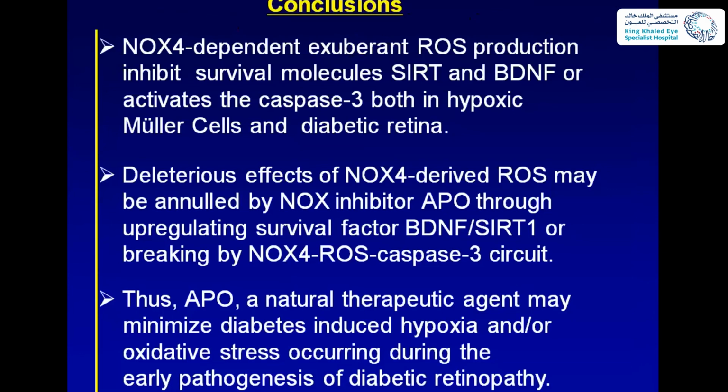It means that NOX4 causes exuberant ROS production and inhibits survival factor and caspase 3 in hypoxic Muller cells and diabetic retina. Opposite to that, the deleterious effect of NOX4-derived ROS may be annulled by the NOX4 inhibitor, and apocynin is going to upregulate survival factor BDNF to a certain level. So it is breaking the NOX4, ROS, caspase 3 circuit. Thus, we conclude that apocynin is a natural therapeutic agent that may minimize diabetic hypoxia and oxidative stress occurring during the early pathogenesis of the disease.